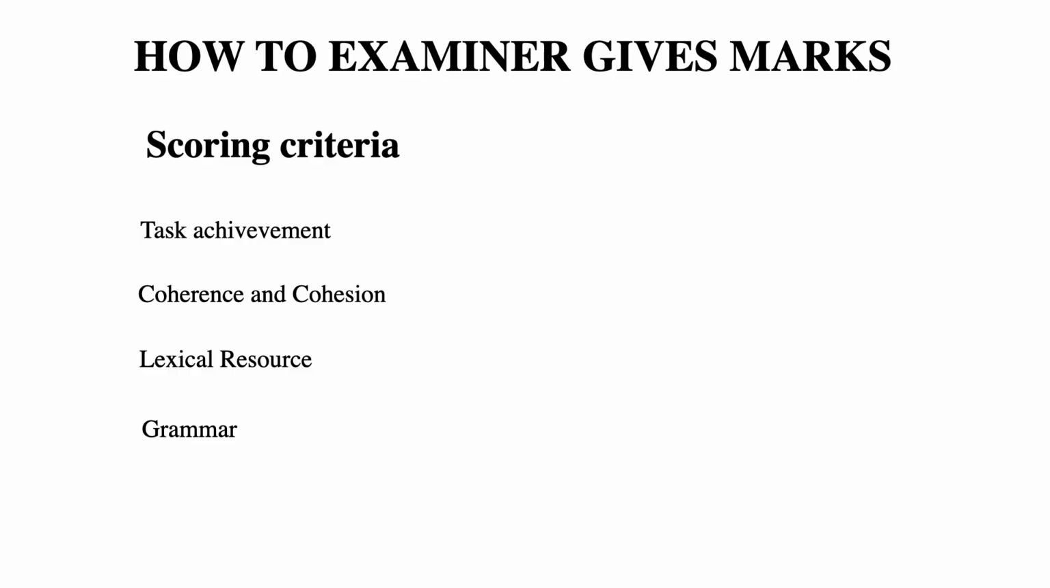The second scoring criterion is coherence and cohesion. This means, are your ideas connected in a clear and logical order? Does your writing flow smoothly from one sentence to another? Are your paragraphs properly organized? For example, if your ideas jump randomly without connecting, the examiner will find it difficult to understand your writing.